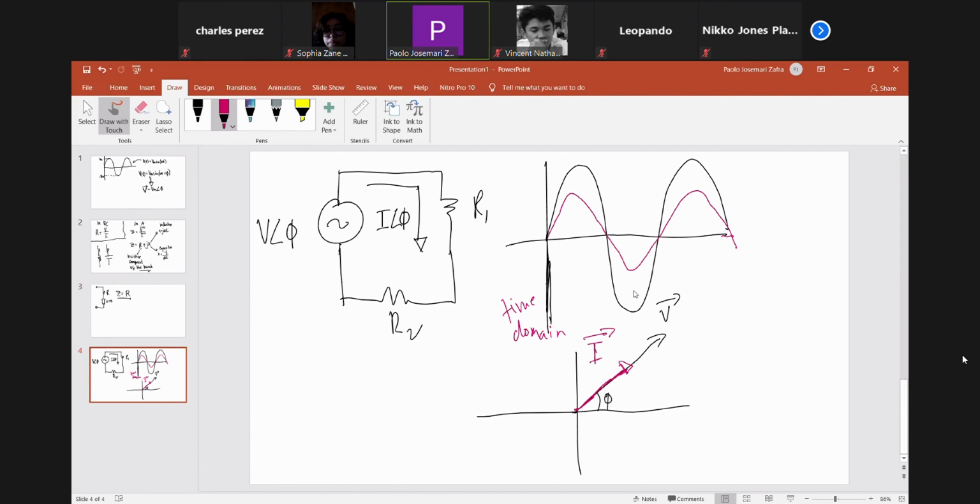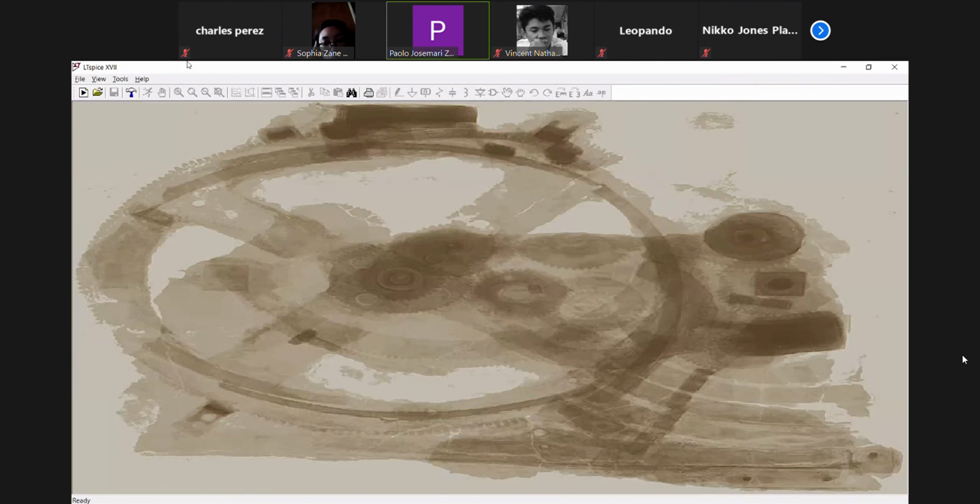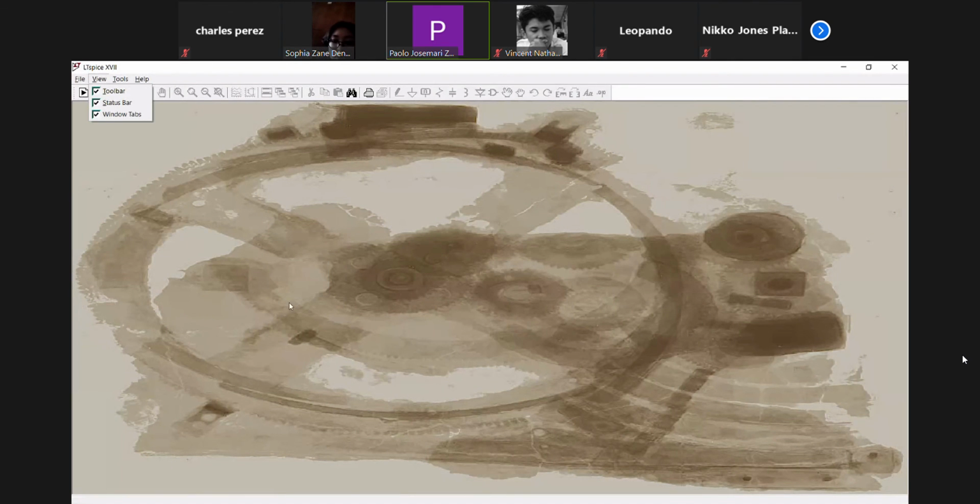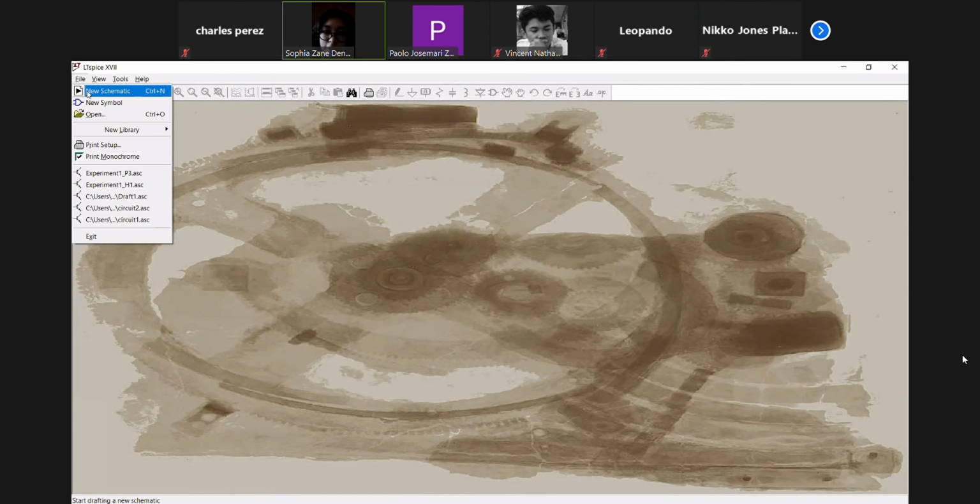So let me just show you a quick demo of what to do in LTSpice. Let me just transfer my shared screen here to LTSpice. And what can you see, Sophia? Is it already in LTSpice, or is it still loading? LTSpice na, sir. Okay, very good.